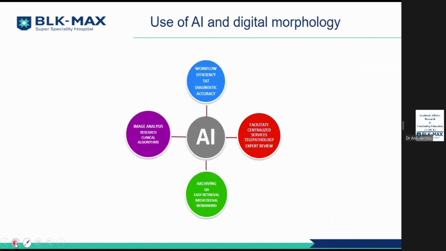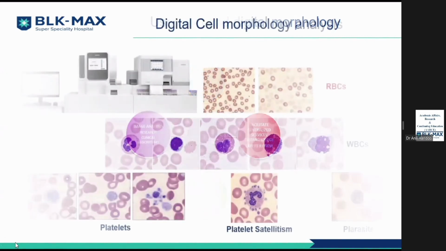Getting the right results to the patient very quickly is difficult. So what happens when you do digital morphology and use artificial intelligence? You will start having workflow efficiency, you will have a reduced turnaround time, and your diagnostic accuracy is obviously going to increase, because now you are involving artificial intelligence to give you a hint towards a particular diagnosis. So when you look at image analysis, facilitated centralized services, or archiving and easy retrieval, you are able to get all the information which was required in your patient's case.